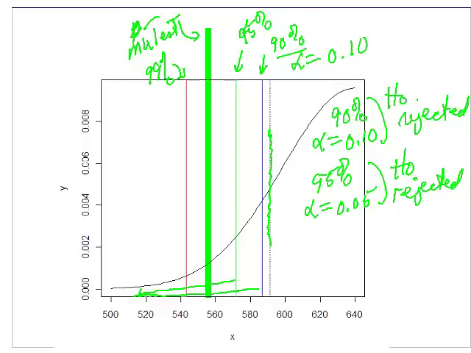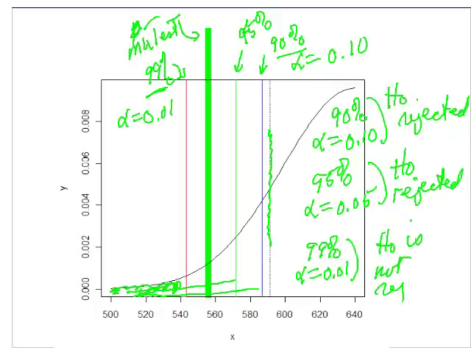Now look at the third case. For the 99% confidence level, and this would be alpha equal to 0.01, the test value lies outside of the critical region. So for the 99% confidence level, alpha equal to 0.01, H naught is not rejected because the test value lies closer to the mean than does the critical value.